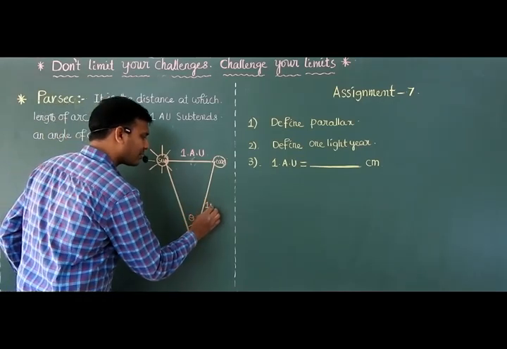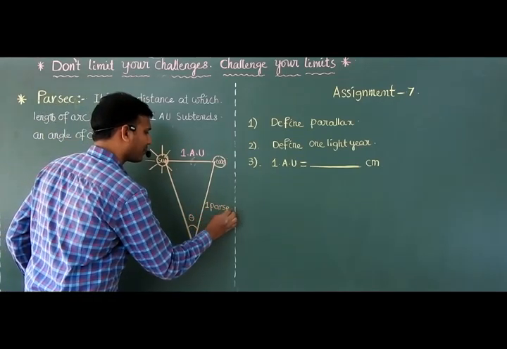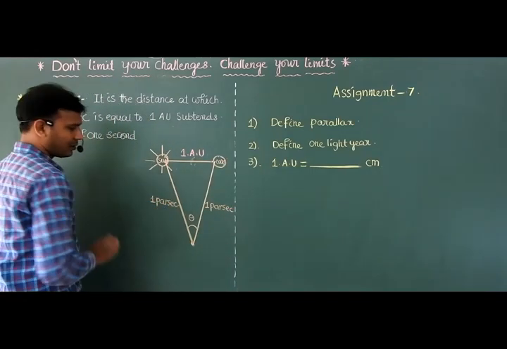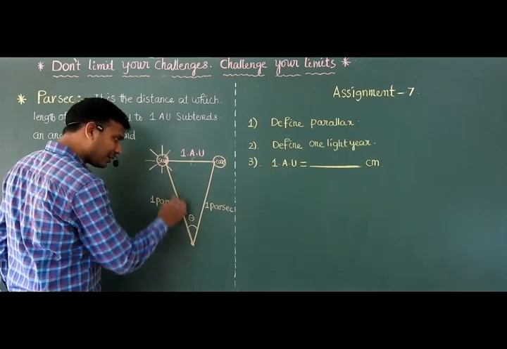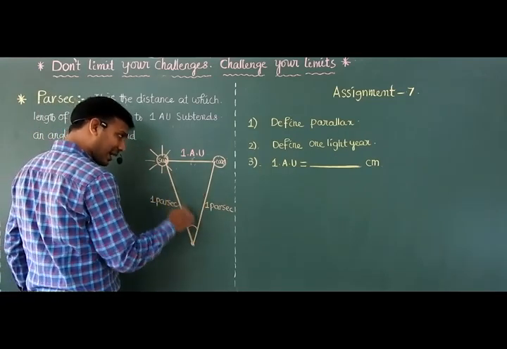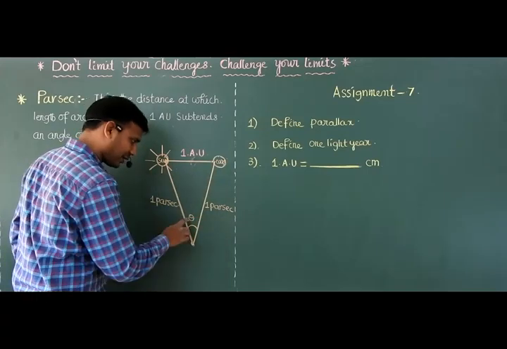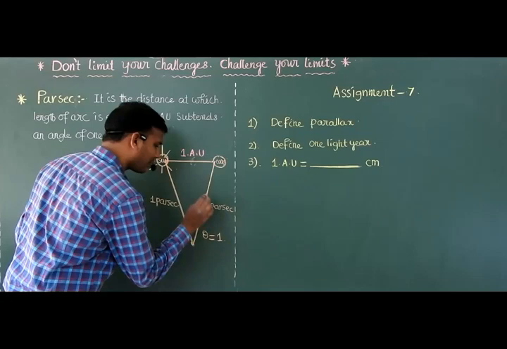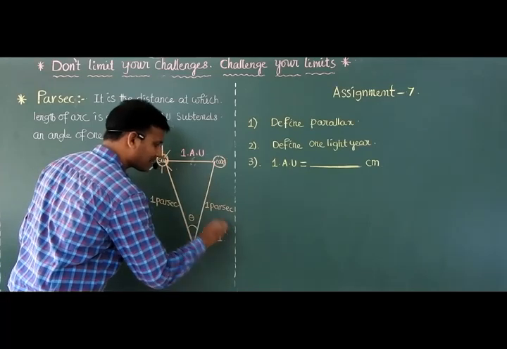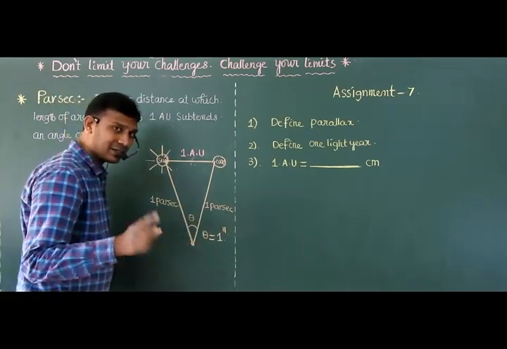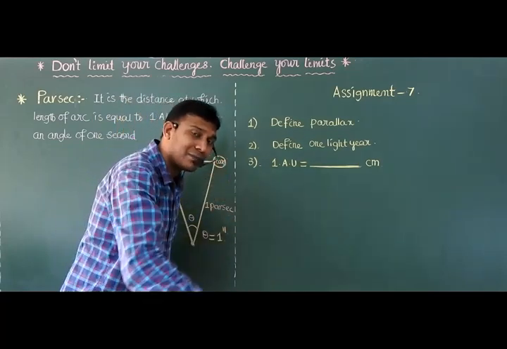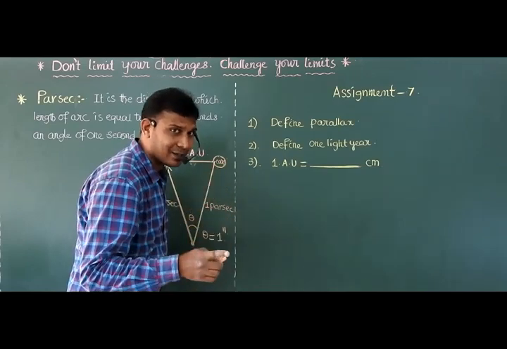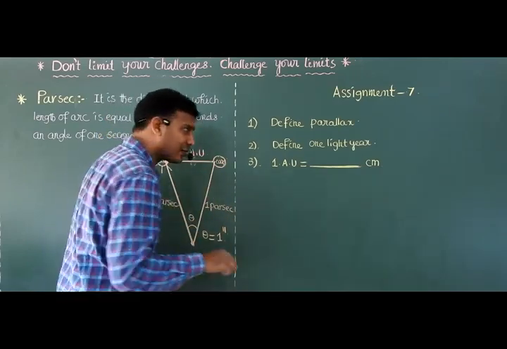Okay, this is nothing but parsec. This is the angle between these two lines. That angle, this theta, is equal to 1 second of arc. Theta is measured in radians, or in minutes, 1 minute, 1 second. Right? I think you already studied this in trigonometry.